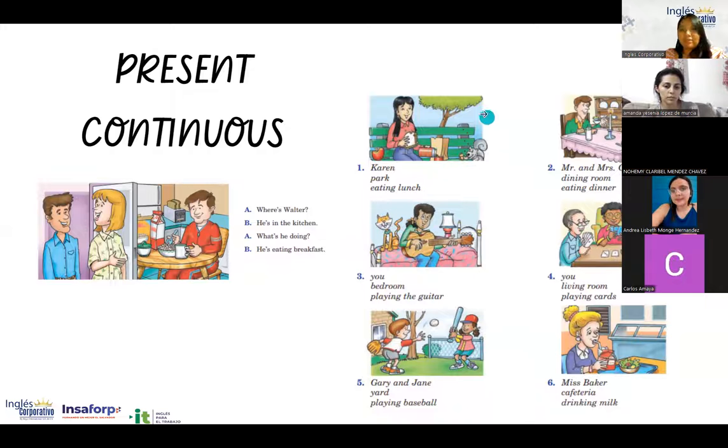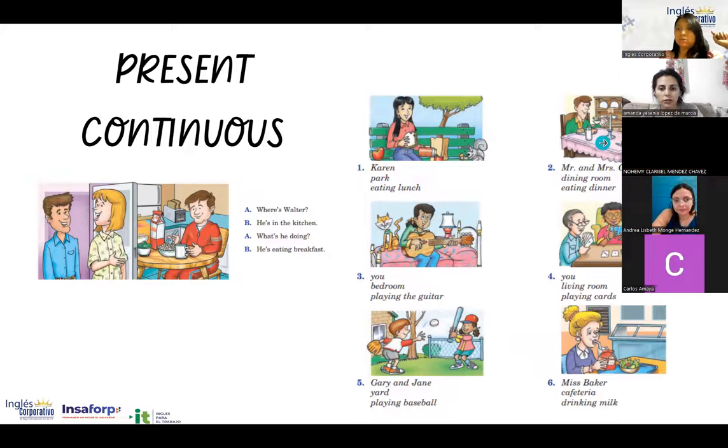So number one, okay? Let's create a question and let's create the answer. Number one. What is she doing? Eating lunch. She is eating the lunch. Where is she eating lunch? In the park. Very good. She's eating her lunch in the park. Excellent. Karen is eating her lunch in the park. We are using place and verb. Okay. Number two, which is the question?